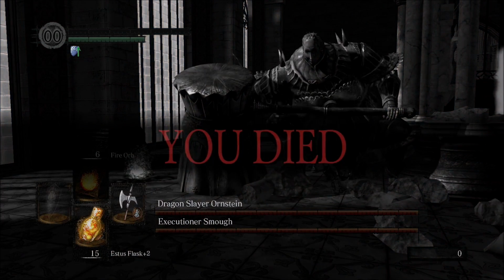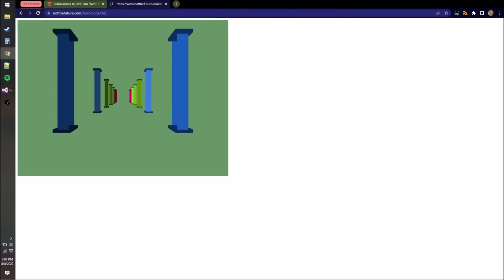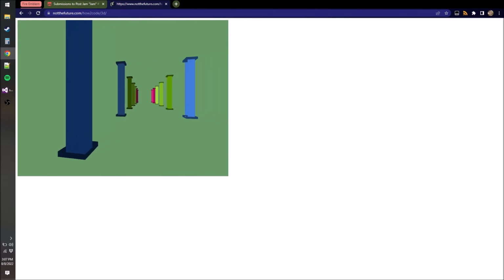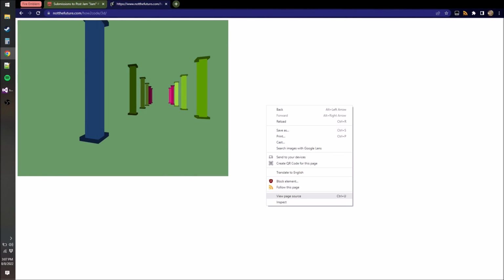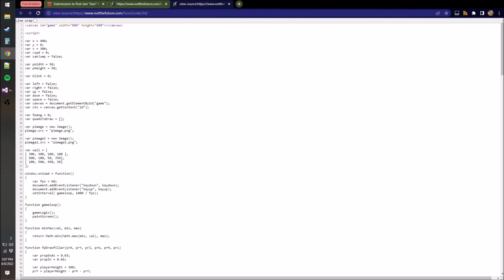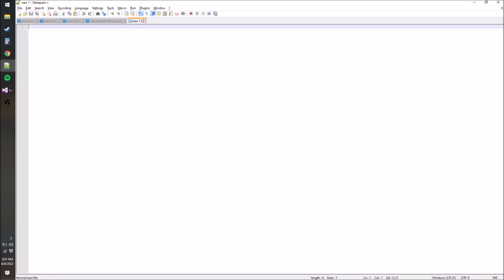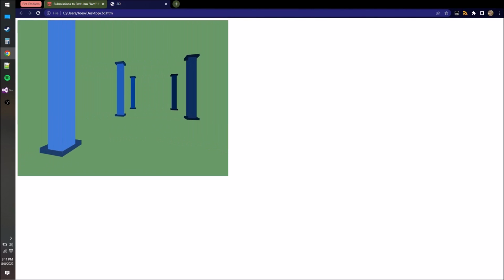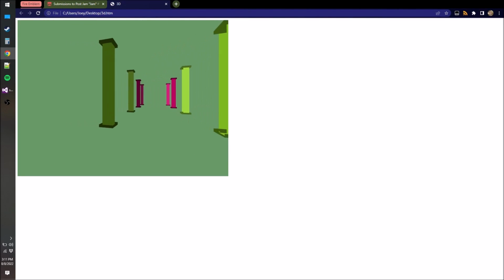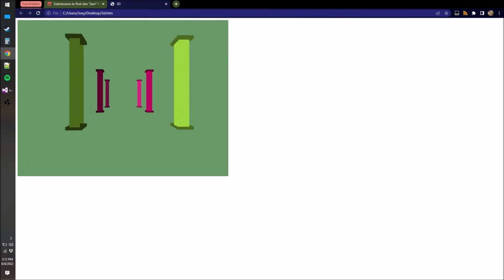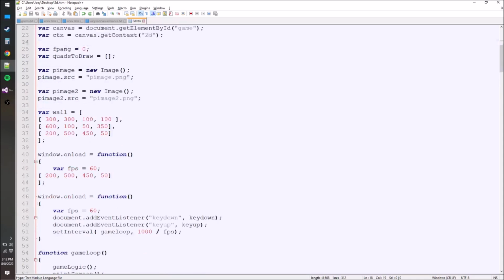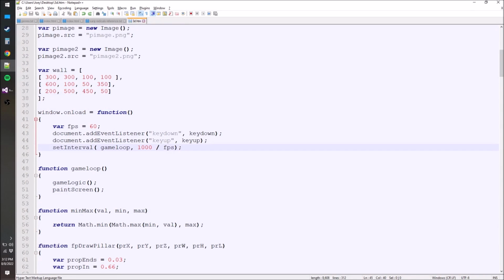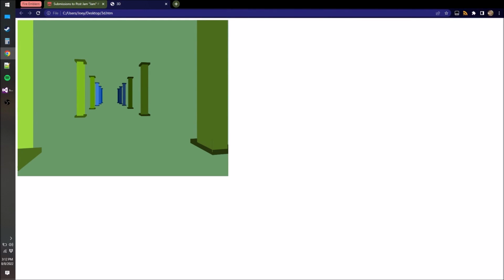Anyway, let's figure out how to look up and down. Okay, so here's our thing from before. We're gonna download this. So I think we already are rotating on the y-axis, and what we want right now is to figure out how to rotate on the x-axis. But first, let's maybe try and adjust this, because this is only taking up a small portion of the window, and let's make it the entire window.